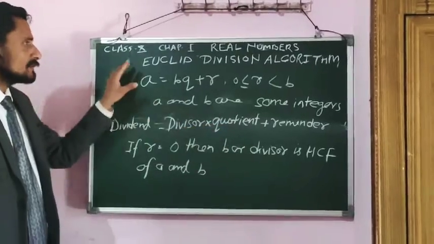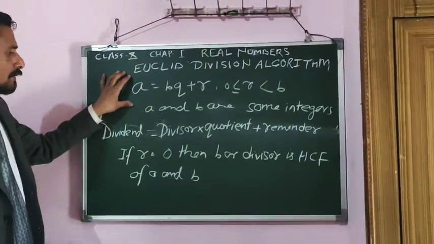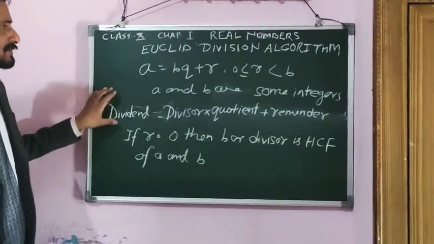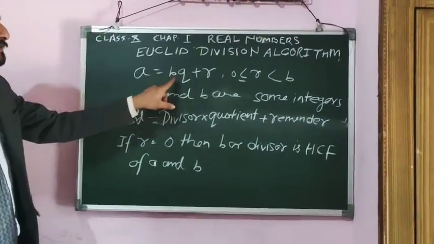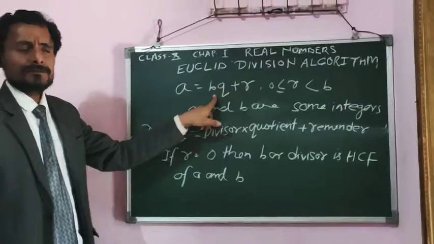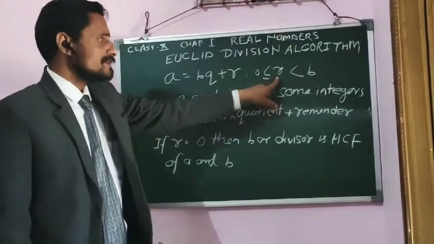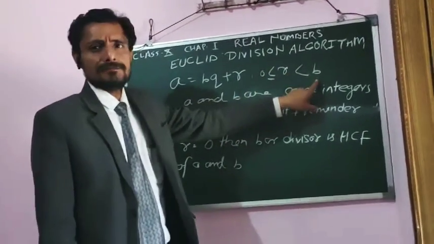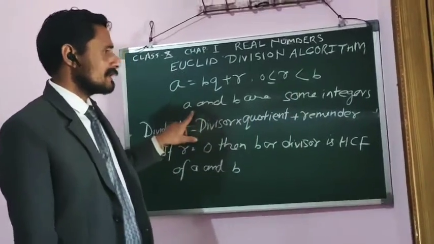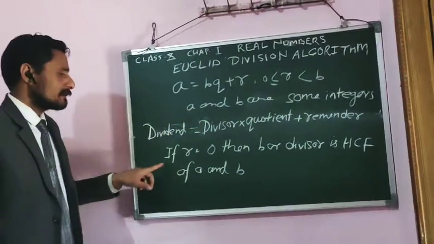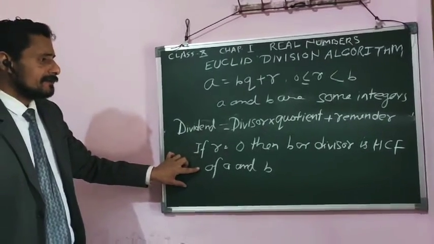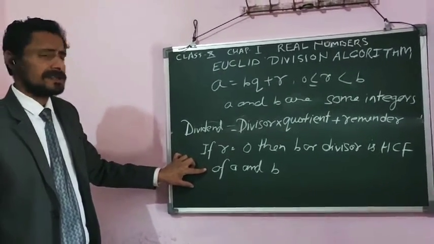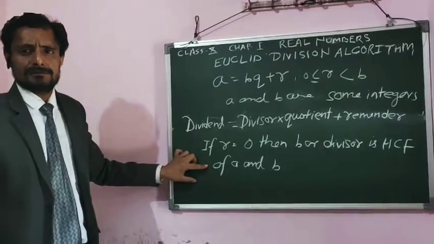So the Euclid division algorithm is based on this concept, in which any number A, the dividend, is equal to BQ plus R, where R is always greater than or equal to 0 but less than B, where A and B are some integers. And if the remainder is 0, then the divisor B is the HCF of the numbers A and B.